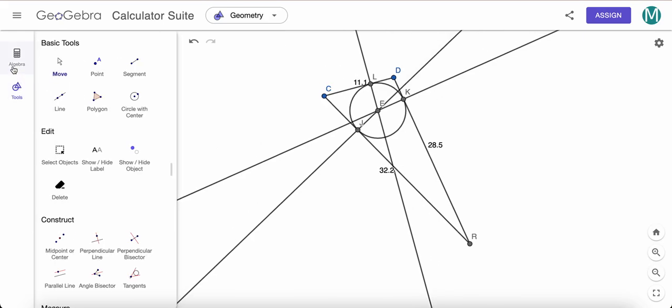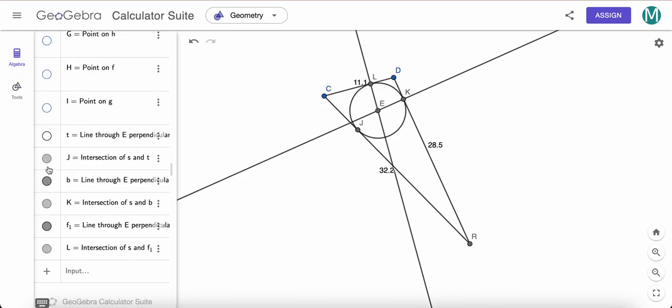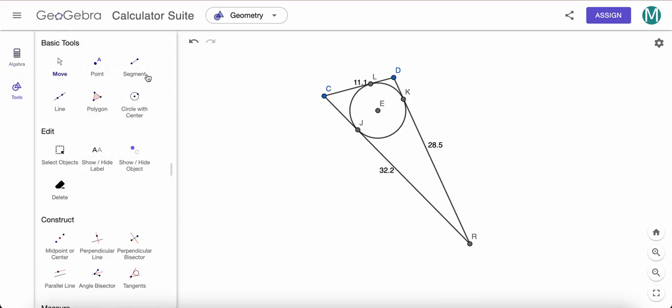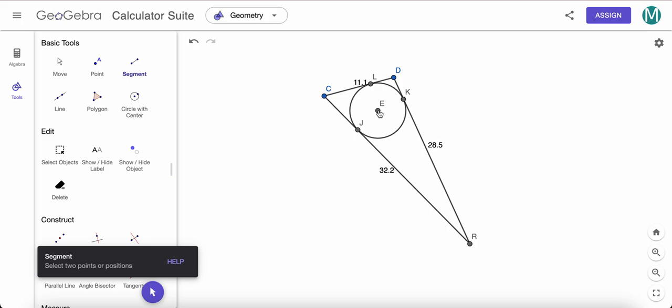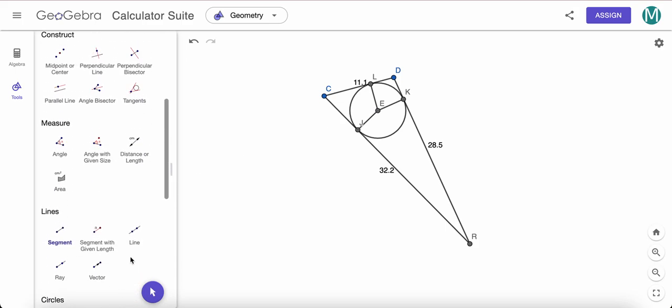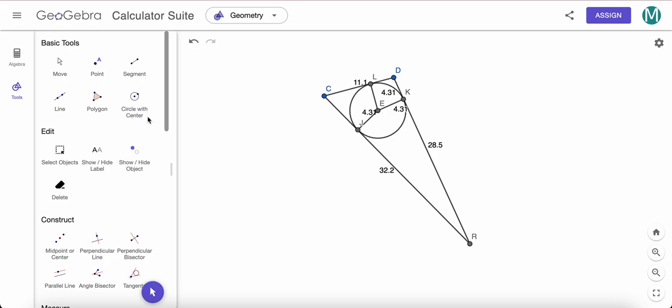Sorry, I'm gonna hide this one. Let's draw the straight line segments from E to L, E to J, E to K, and let's find the lengths. Okay, the distance now, I think 4.3, 4.3, and 4.3, and this is also 4.31. It's not visible, but let's prove it. Yes. Okay, this is my in-center.